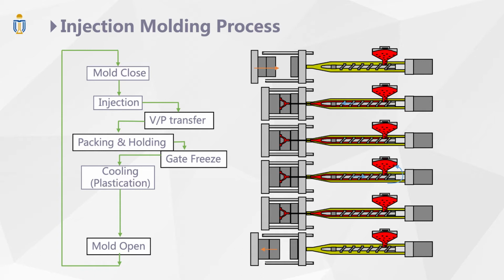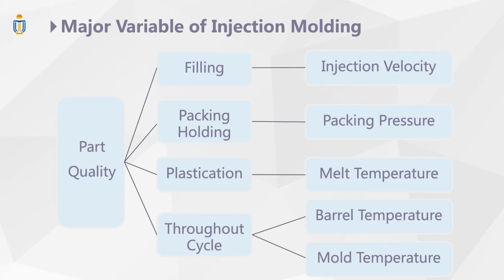So you can see the process includes several different stages of activities. During different stages, different controlled variables will be used to affect final product quality. For example, in the filling or injection phase, the injection velocity is the dominant variable. During the packing stage, the packing pressure is the dominant variable, and so on.